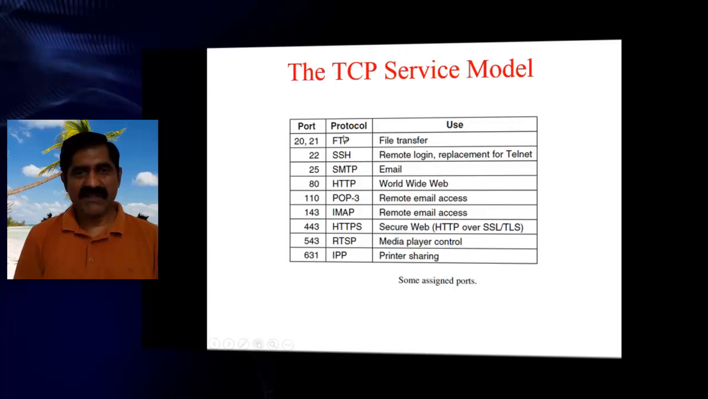So certain applications' port numbers are fixed. Suppose Gmail's SMTP protocol, port number 25 is always fixed. In the same way, for World Wide Web access, port number 80 is fixed. So these are some assigned port numbers. Apart from this, you can assign port numbers for other applications.